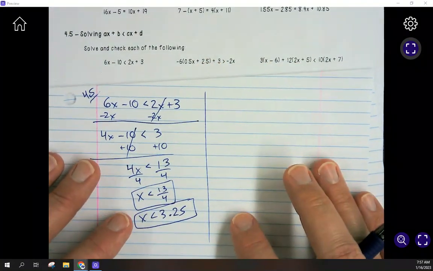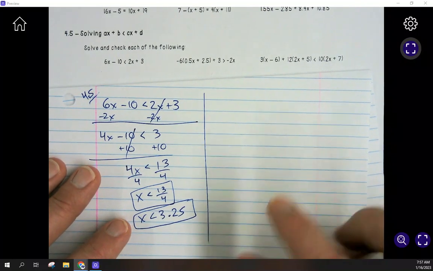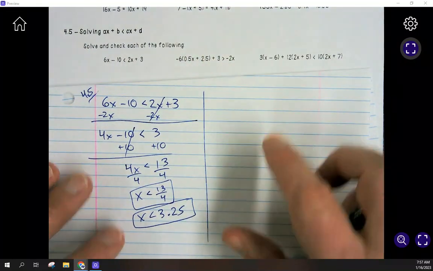All right. These would be the same idea. Again, for the sake of time on the video, you can go through those on your own.